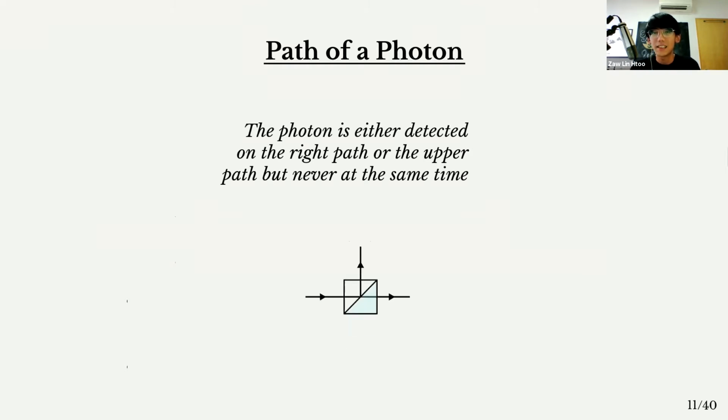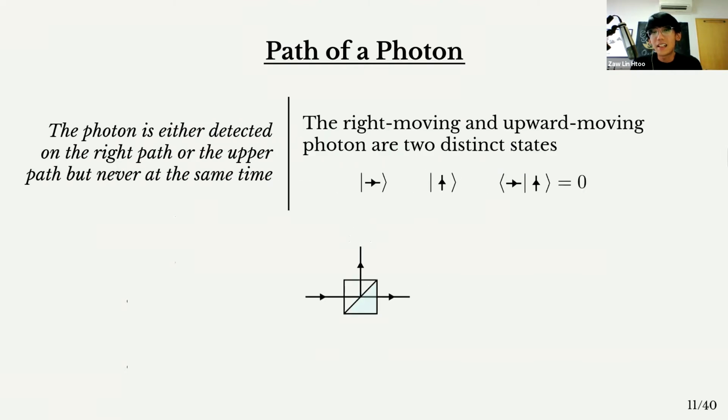And basically, we can call the one that's moving to the right the right moving photon, and the one that's moving up the upward moving photon. And this is how we can describe the location of the photon. We have two distinct states, the right moving photon and the upward moving photon. And when you find it in one state, you will never find it in the other state. And so that is why this forms an orthonormal basis, because the inner product of these two states is zero.